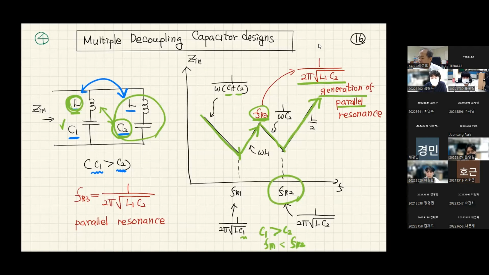After the resonance frequency of capacitor 2, the impedance will go up. At this time, C1 and C2 are not effective anymore, and both L and L are in parallel connection, so the impedance will be dominated by L divided by 2.